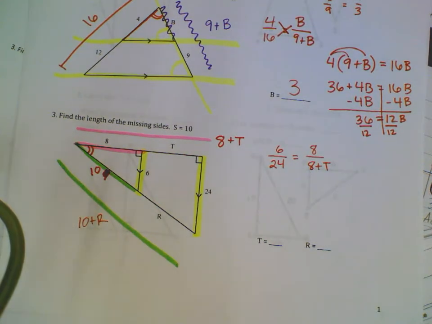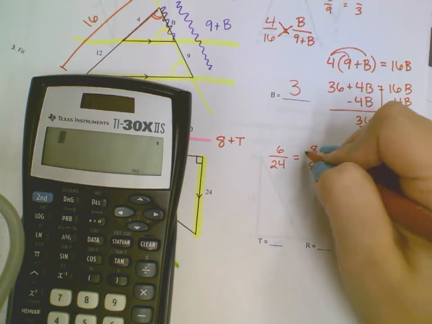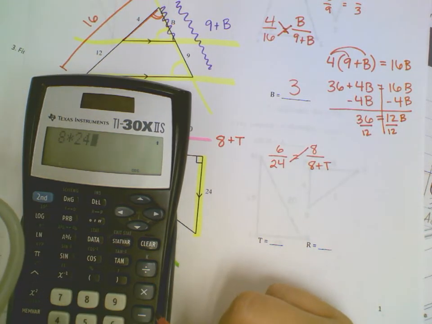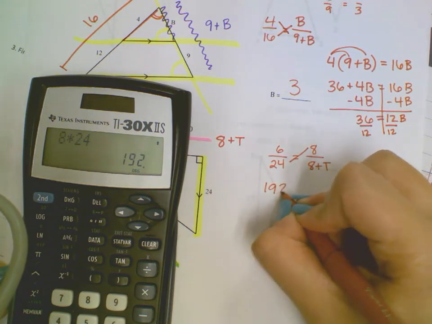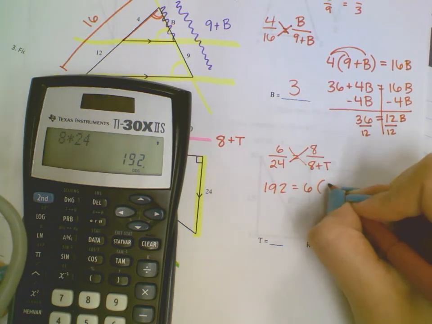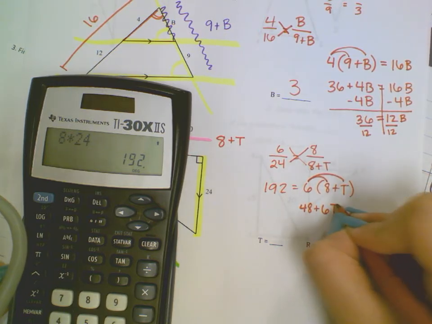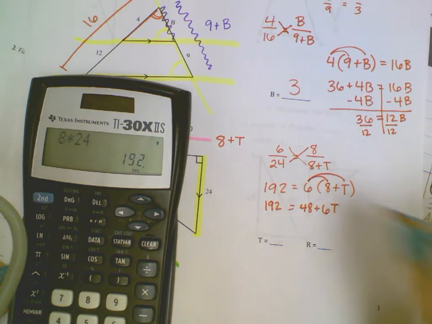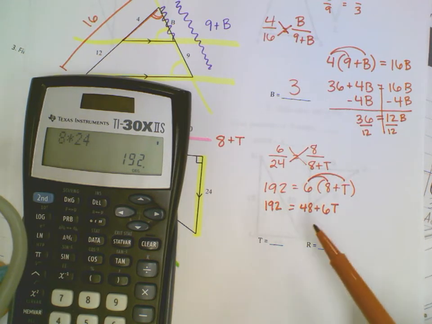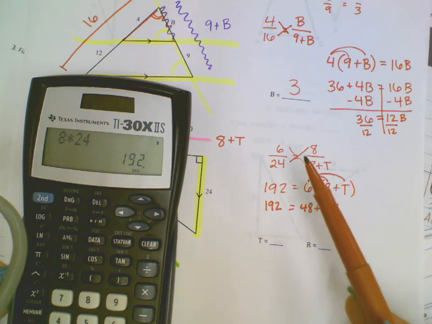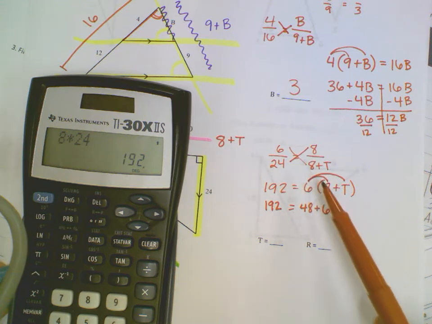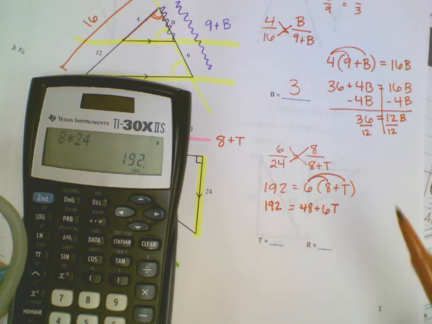Then from there, I need to cross multiply. 8 times 24 gives me 192 equals 6 times 8 plus T. 6 times 8 is 48, and 6 times T is 6T. So again, you need to remember to distribute that 6 in. A lot of people want to skip a step and say, oh, well, this is going to be 48 plus T. But it's not, because you need to remember to distribute. So I always write that step down.